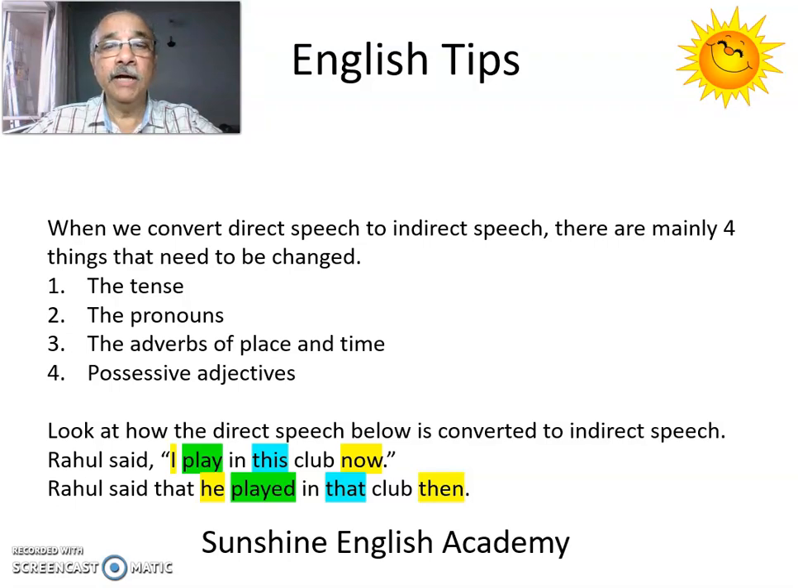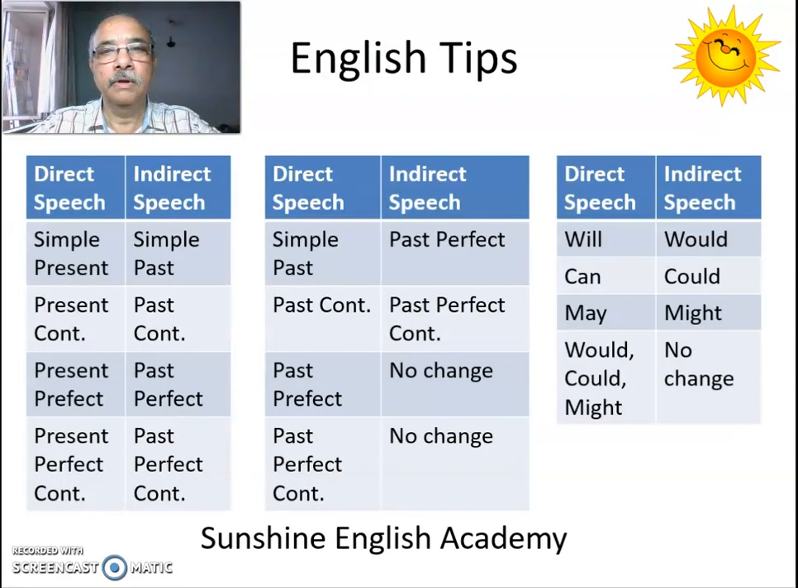So what are the changes? The pronoun I changes to he. The verb play, which is in the simple present tense, changes to played, which is in the simple past tense. Then the adverb of place, this club, changes to that club. And the adverb of time, now, changes to then.